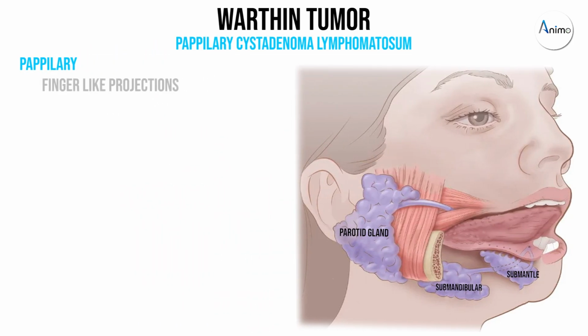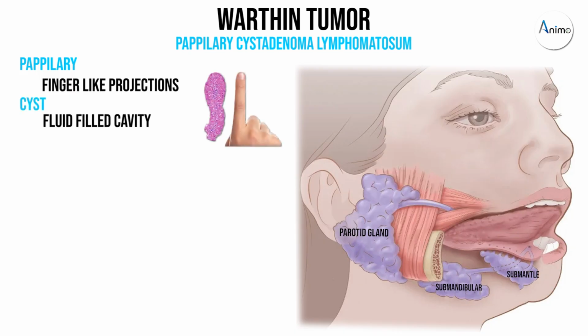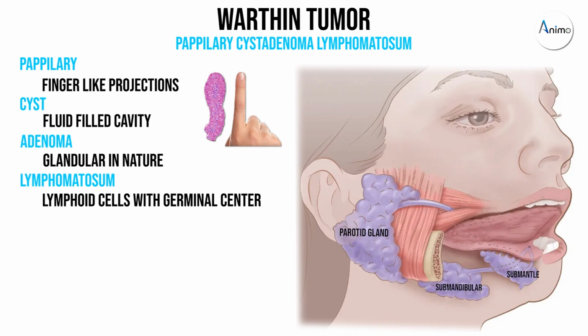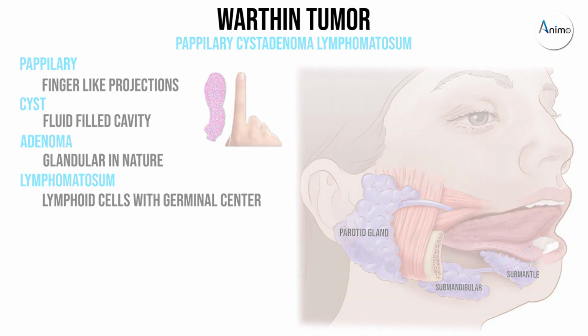Papillary means finger-like projections. Cyst means the fluid-filled cavities. Adenoma means it is glandular in nature, mostly derived from the parotid gland. And lymphomatosum means the lymphoid cells with germinal center. So these are the four key features found in this kind of tumor, as is evident from its name.